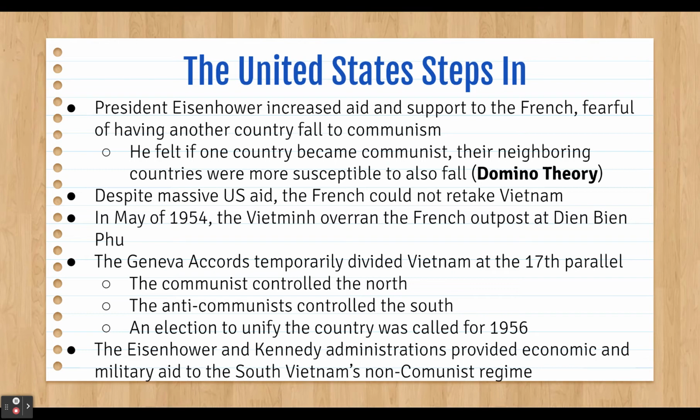The Geneva Accords temporarily divided Vietnam at the 17th parallel, very similar to when Korea was divided. So the communists under Ho Chi Minh controlled the north, the anti-communists supported by the U.S. controlled the south, and an election to unify the country was called for 1956. The Eisenhower and Kennedy administrations would provide economic and military aid to South Vietnam's non-communist regime.